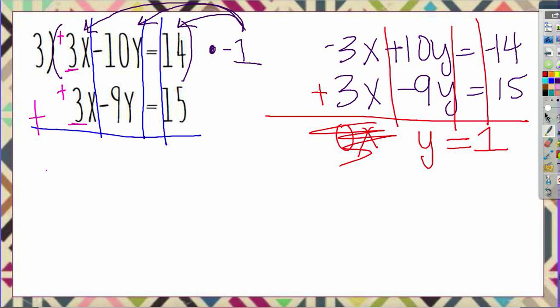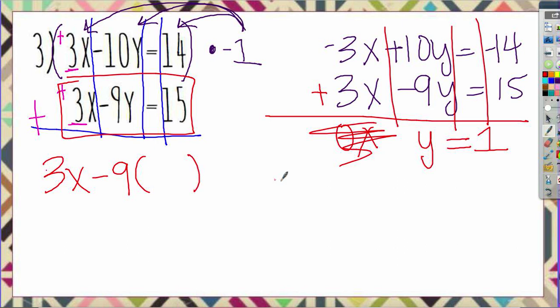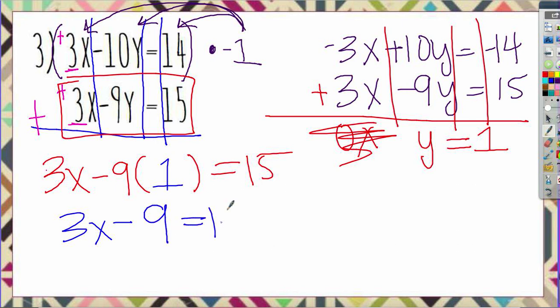We need to find our x variable. So we're going to choose to plug that into either one of these original equations. I'm going to pick the bottom one just because I feel like it, not because it's the only one. So I've got 3x minus 9 times y equals 15. We now know that y is equal to 1, so I'm going to plug that in where the y was.